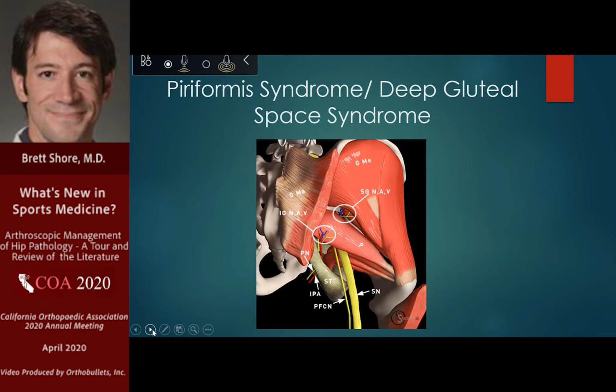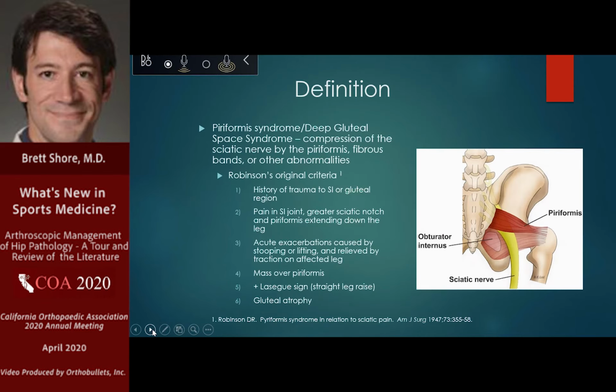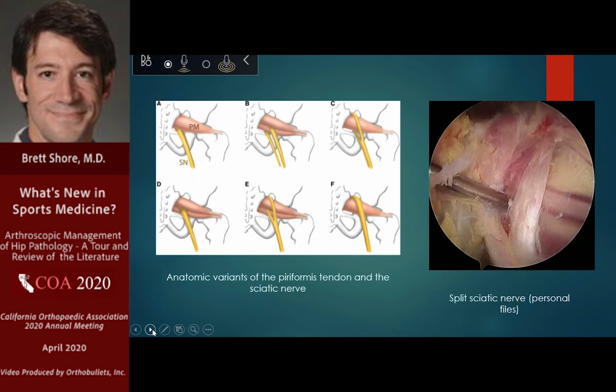Next, we'll move on to briefly discuss piriformis syndrome, deep gluteal space syndrome. So this basically refers to compression of the sciatic nerve by either the piriformis tendon, fibrous bands, or other abnormalities, occasionally vascular malformations, which can occur there as well.